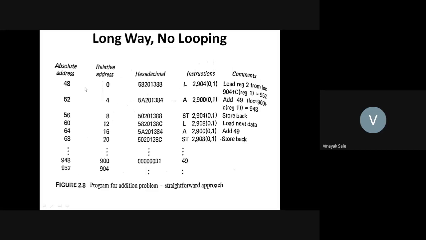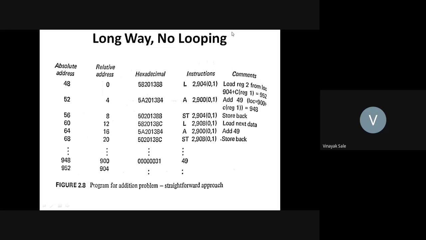Then suppose the absolute address is 52, which is increased by 4 bits. So the relative address is also increased by 4 bits. Then the increment is in hexadecimal also. Then the accumulator address instruction is a 2 comma 902.